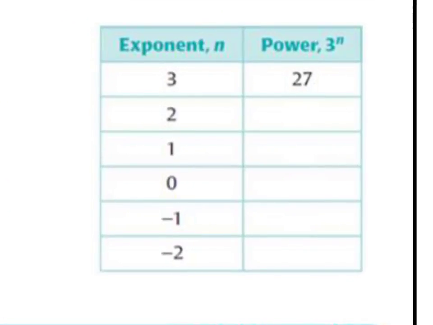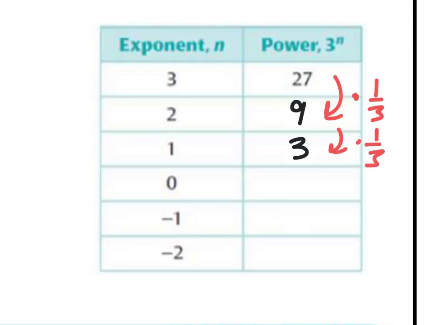So let's fill in what we know. We know 3 to the 2nd is 9, and 3 to the 1st is 3. If we just think about the pattern that we have here, it's an exponential function. Again, we're multiplying by 1/3. If I do 1 times 1/3, what do I get? And if I do 1/3 times 1/3, 1/9.